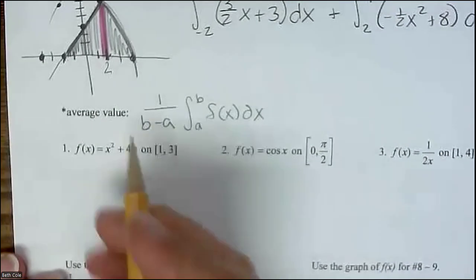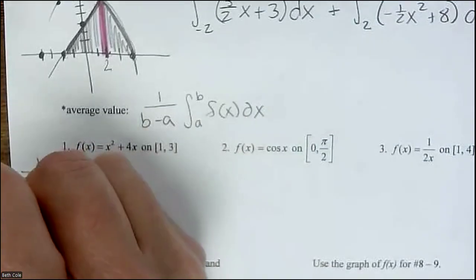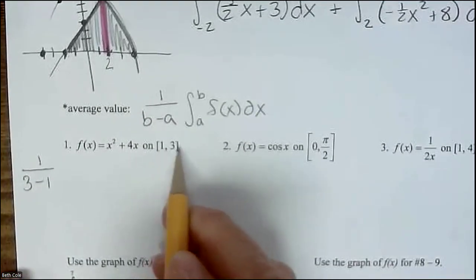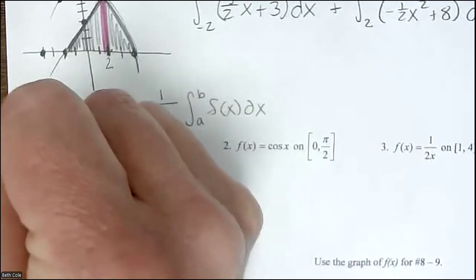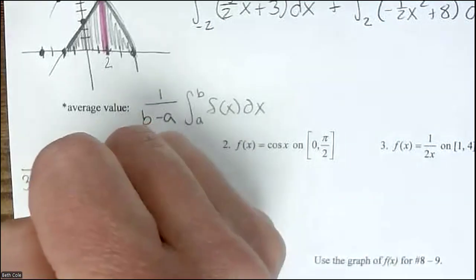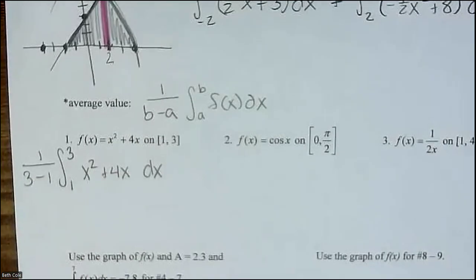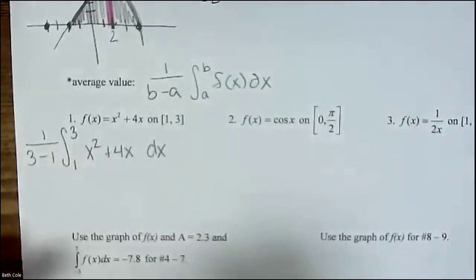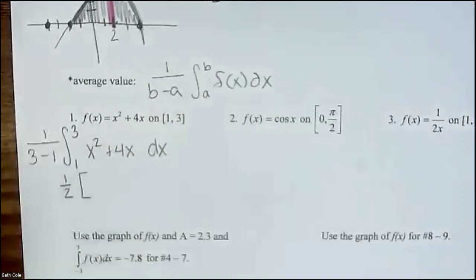So for this one, out front, you would put 1 over 3 minus 1. Do you see how your interval is 1 to 3? You have 1 over 3 minus 1, and then integral 1 to 3 of that function dx. So what really is that fraction that's out front? Yeah, that's 1/2. And now we're going to do our antiderivative.